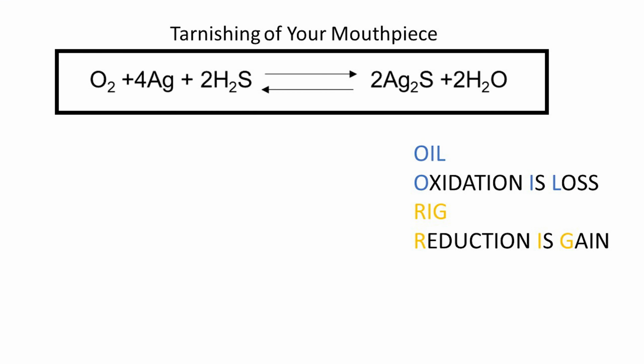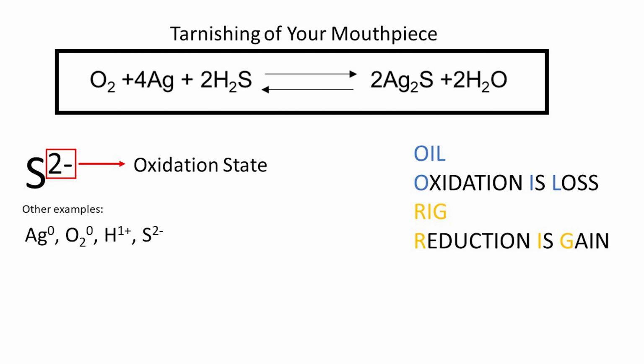This is a formula for what happens to your mouthpiece. Whoa, I have no idea what that means. I remember all the atoms from chemistry class, but I don't understand the numbers. Each atom has what's called an oxidation state. The oxidation state is a hypothetical charge of an atom. Hypothetical charge? It's not really a charge, just an imaginary charge, assuming all the bonds are ionic, or that there is an attraction between two oppositely charged atoms. The electron belongs to the more electronegative atom.